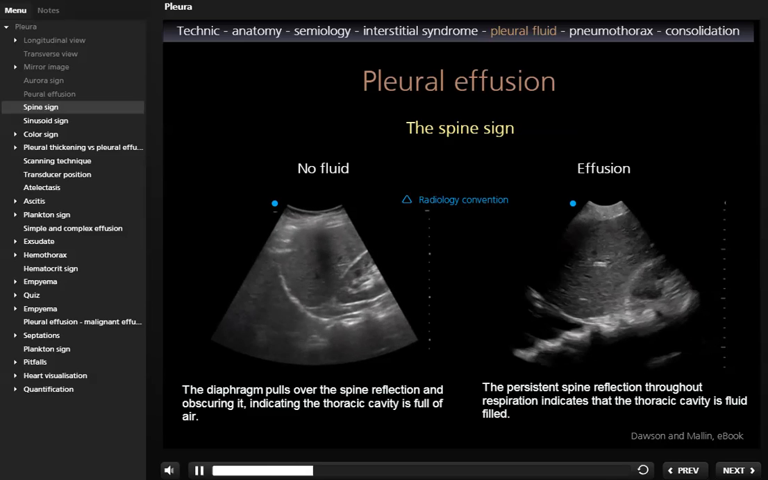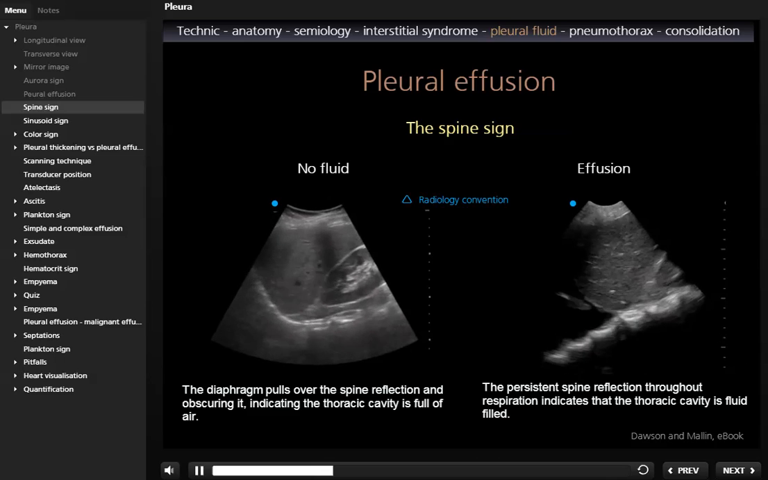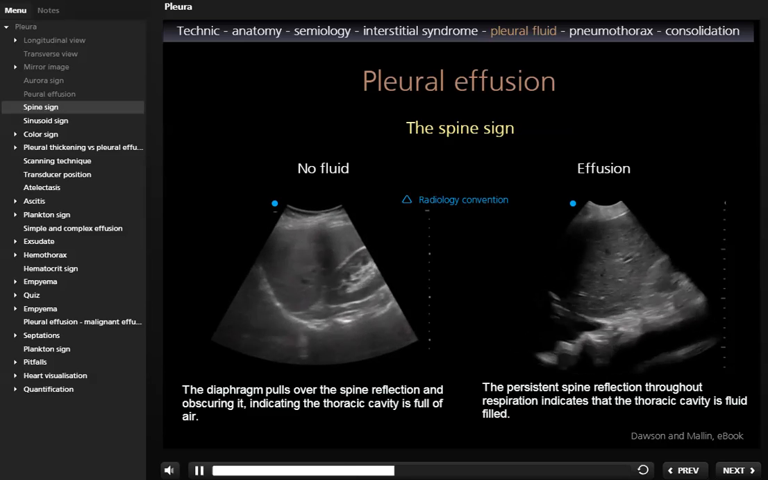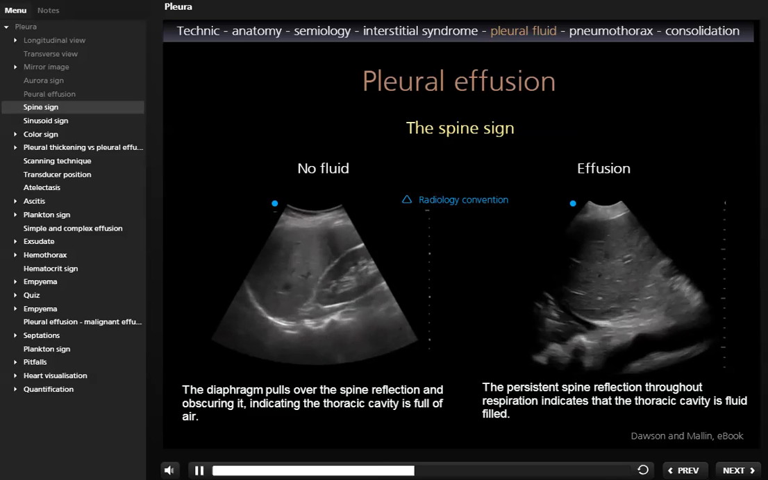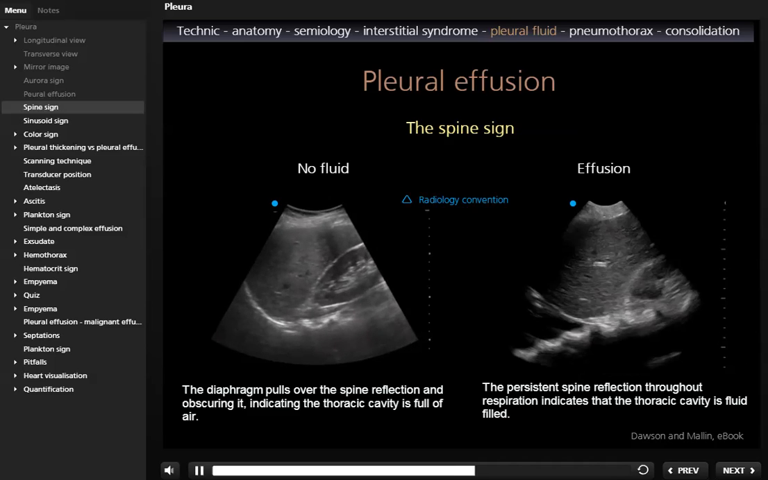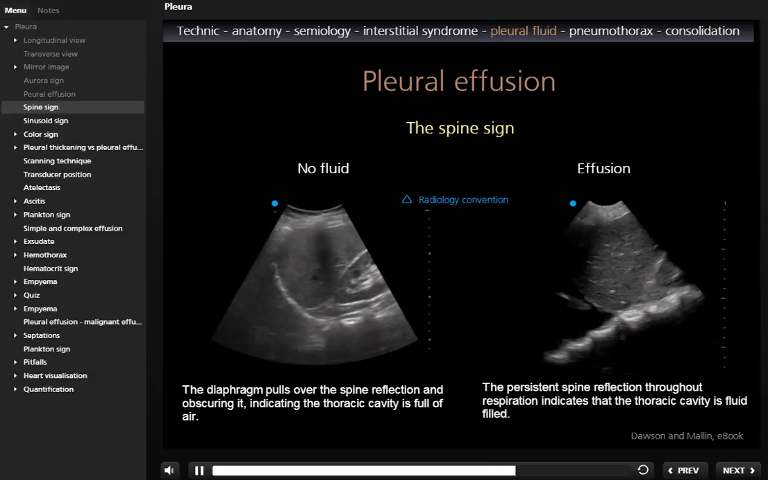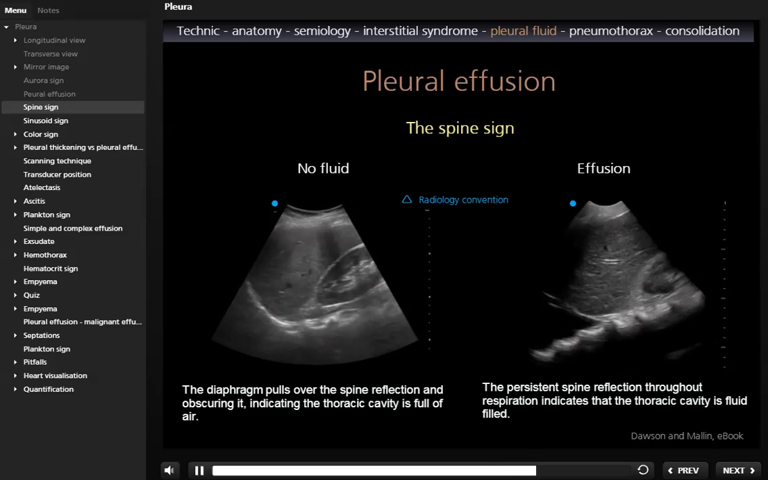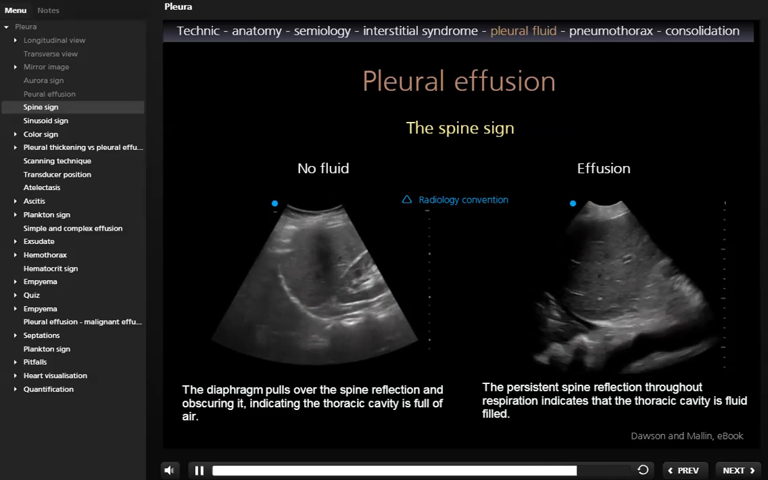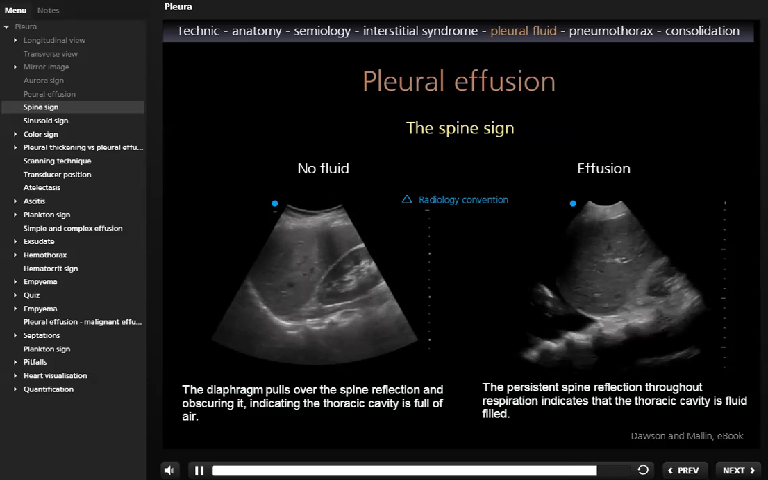This sign makes use of sound's ability to travel through the fluid instead of being scattered by air. The spinous processes, or vertebral bodies, are deep to the kidney and spleen or liver when looking from the mid-axillary probe position. When the thoracic cavity is full of air, as the diaphragm expands, it pulls caudally to aerate the lung. The shadow from the lung will cover the spine shadows above the diaphragm. When the thoracic cavity is full of fluid, sound can travel through the thoracic cavity to the thoracic spine, and so the spine shadows are seen throughout.